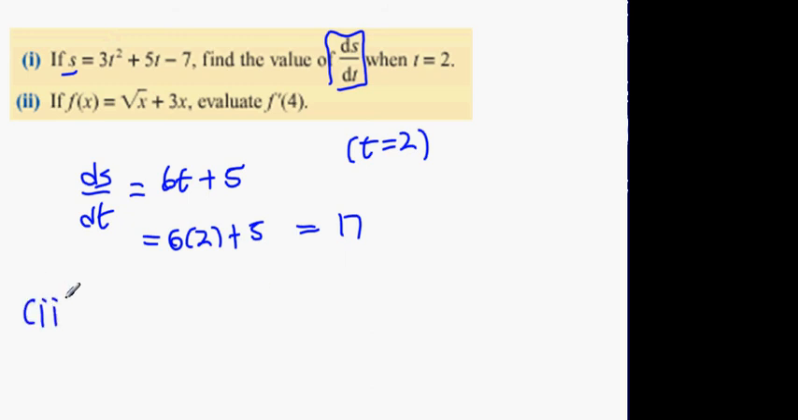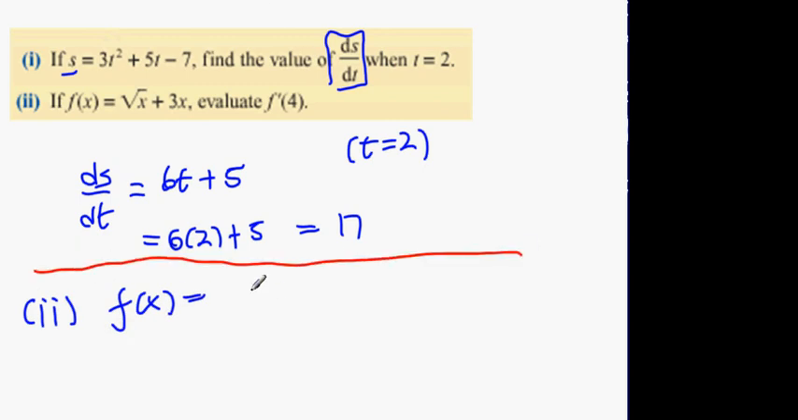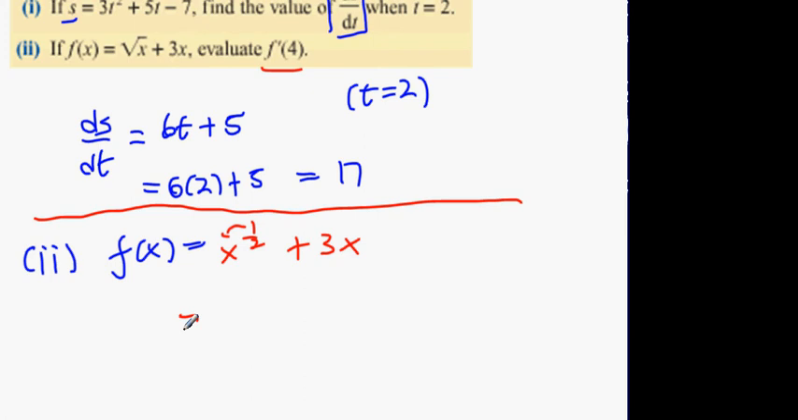Part 2 then. F of x ends up to be equal to x to the power of a half plus 3x. What it wants me to do is differentiate once and replace x equals 4 into it. So differentiate once, bring the half to the front. Half x to the power of minus a half plus 3. When you differentiate 3x, it turns to 3.